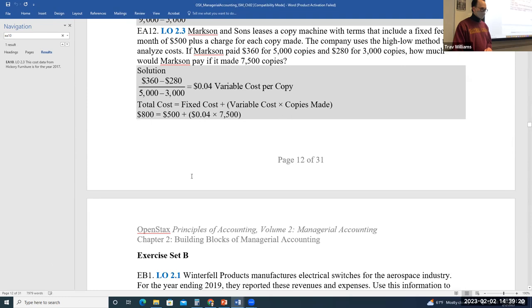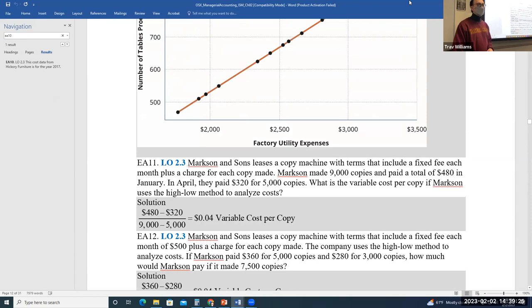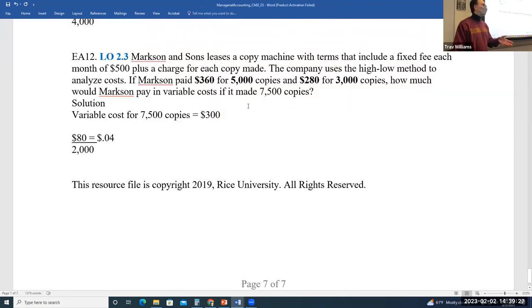Right? Let's see where. Oh, you know what? Don't pay attention to that. I changed this one a little bit from the book for some reason. I don't know why, but at some point it made sense to change it. So this is the right answer.